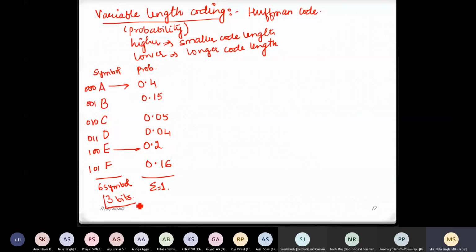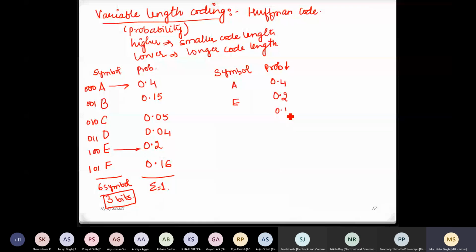So what is the average length? 3 bits. But when I use this variable length coding, that is your Huffman code, the first step would be that I arrange these symbols on the basis of reducing probability. The probability should decrease. So the highest probability is 0.4. So I should have the symbol A placed first, followed by the next probability of 0.2, which is E.